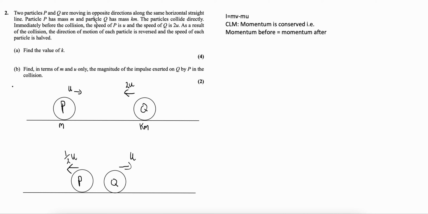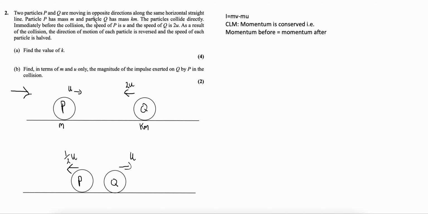Now we have to determine which direction we want to take as positive. So I'm going to pick right as positive. You can pick left. Your methods will be slightly different, but the answers will be the same. So first up, we have to find the value of k. So we're going to use the principle of conservation of linear momentum. So the momentum before is equal to the momentum afterwards.